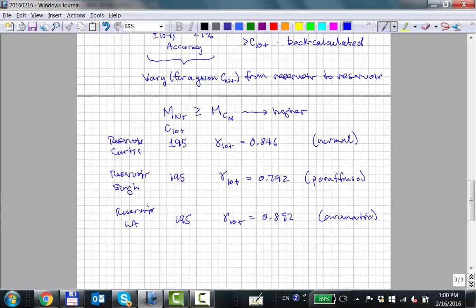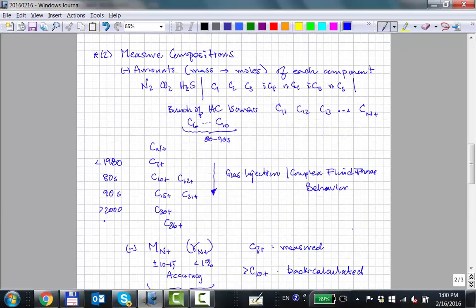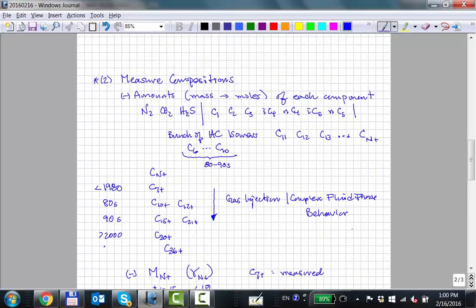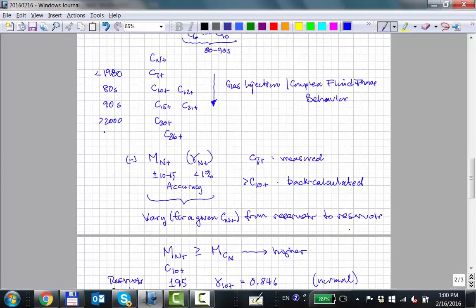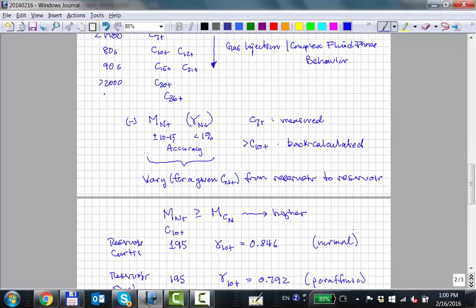All right, so that, I think, burns up our first hour. The point is that we're going to measure compositions, but in addition to these amounts, they're also going to give you some information about the molecular weight and density of this heaviest stuff. Okay? All right, take a break.